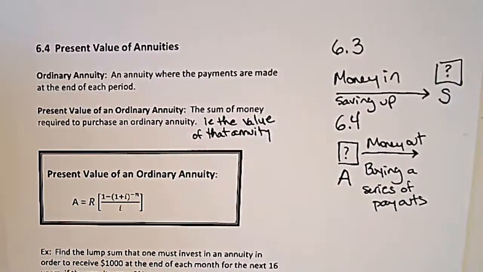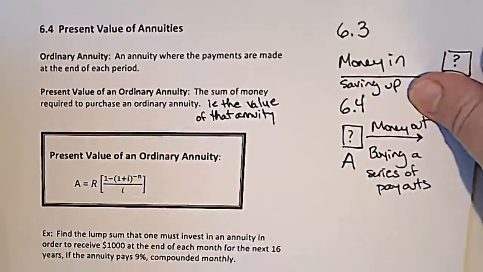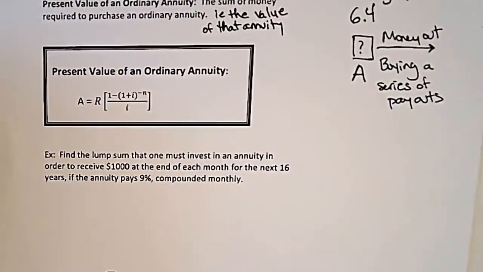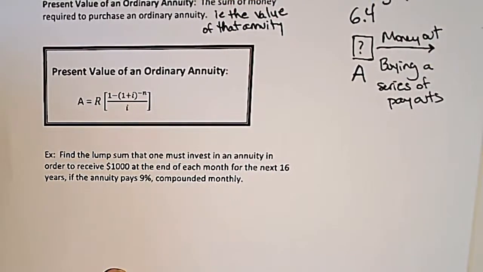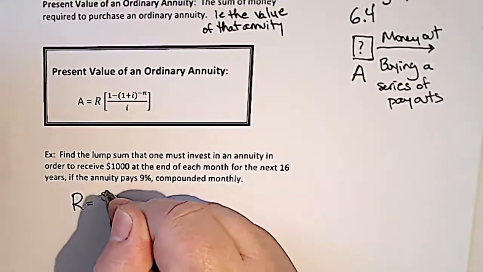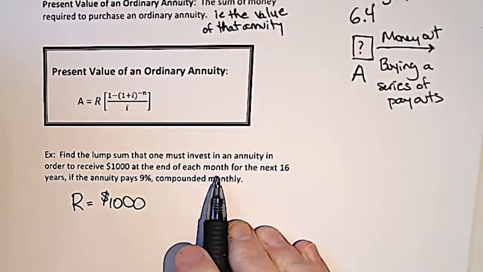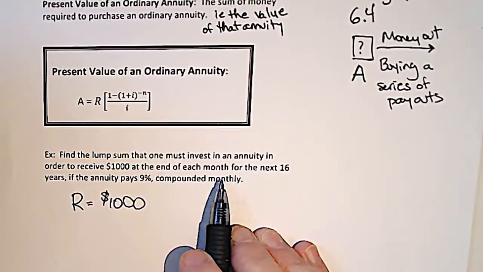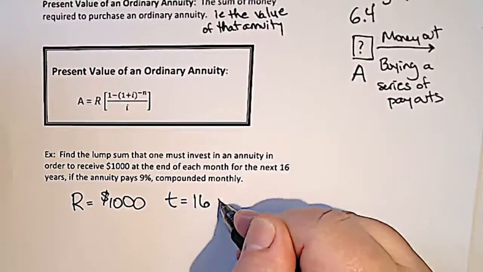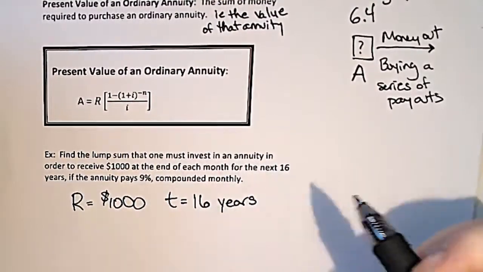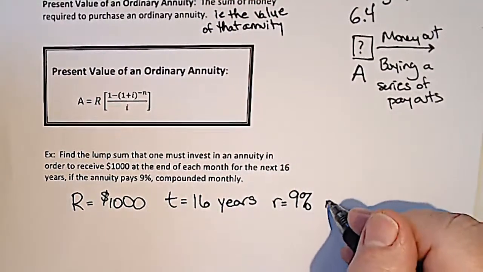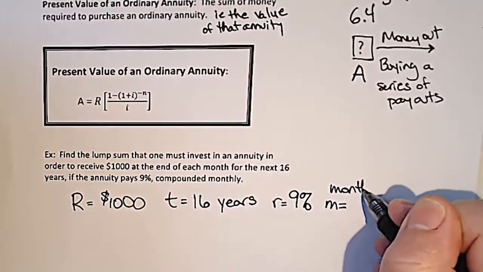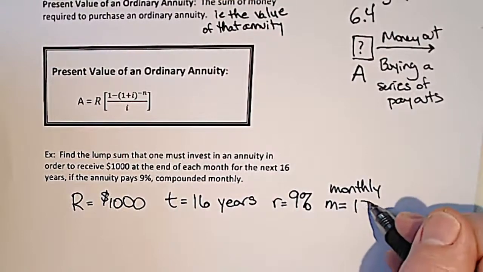The first thing I want to do is talk about a very simple, straightforward application. Find the lump sum that one must invest in an annuity in order to receive $1,000. So our payments are going to be $1,000. It says at the end of each month, so we know it's an ordinary annuity. For the next 16 years, the time is 16 years. If the annuity pays 9%, and I want to say, dang, if you can get into an annuity that's going to pay 9%, nice, compounded monthly. So if it's monthly, remember our number of periods per year is going to be 12.